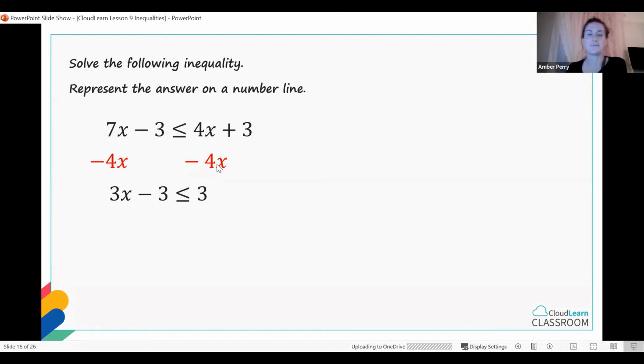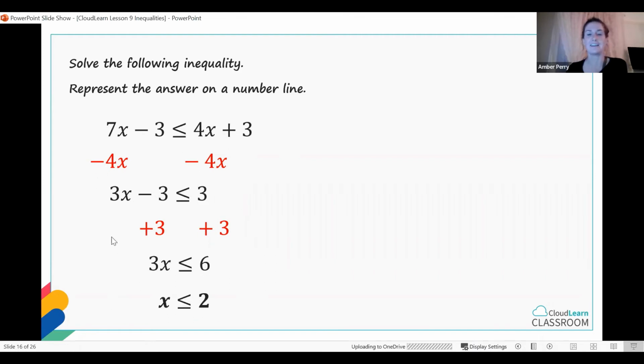What's the next step going to be? There's only one logical step. Excellent. Thank you, Meadow. We have got to add 3 to both sides. So I'm going to add 3 to both sides, and we're going to have 3x is less than or equal to 6. And my next step, please. Divide by 3. Thank you, Tabitha. Well done. Okay, so we've got x is less than or equal to 2.